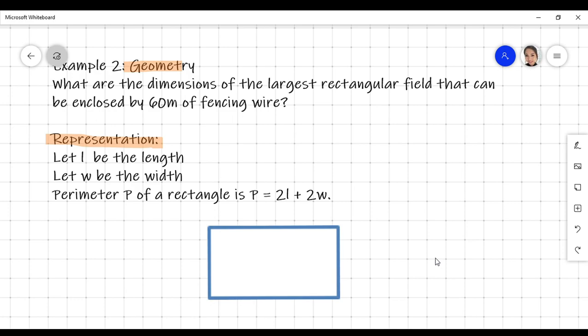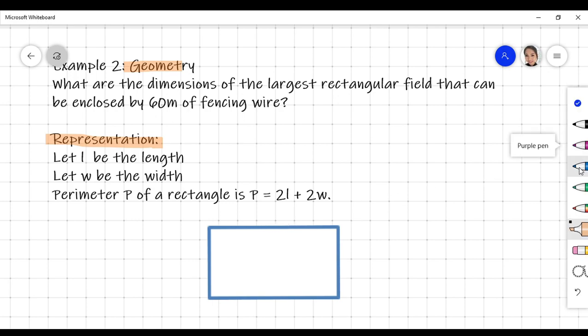Example 2, geometry. What are the dimensions of the largest rectangular field that can be enclosed by 60 meters of fencing wire? So imagine that you have a rectangular field and you want to enclose it with fencing wire, and that fencing wire has a perimeter of 60 meters. So imagine this is our blue. That is the blue. The length of that blue fencing wire is 60 meters. So our perimeter is actually 60 meters.